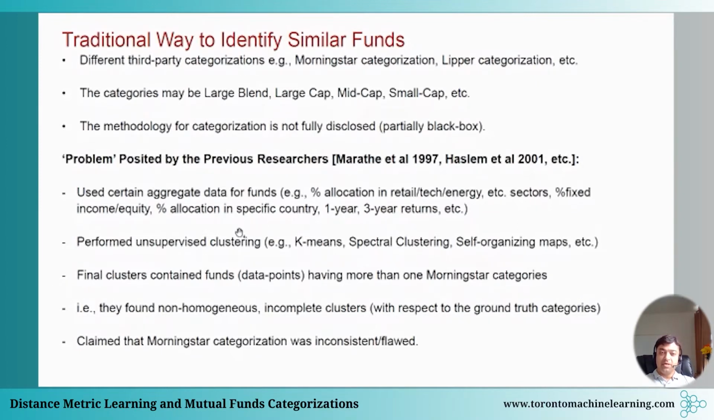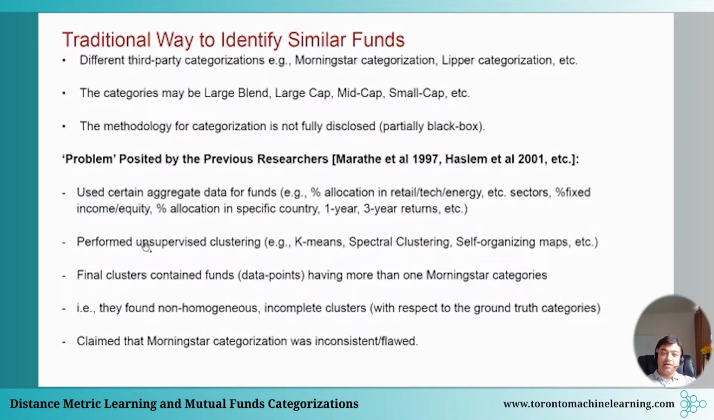What they were doing was they would take many of the aggregate level information or aggregate level variables such as percentage allocation in retail, tech, energy sector, and so on, percentage fixed income versus equity, and so on. So for each mutual fund, you have all these numbers, all these variables. So it's tabular data.